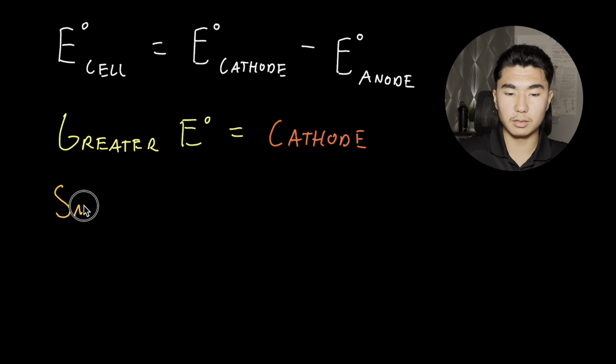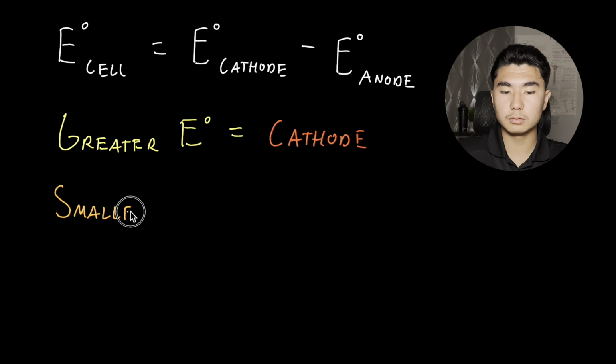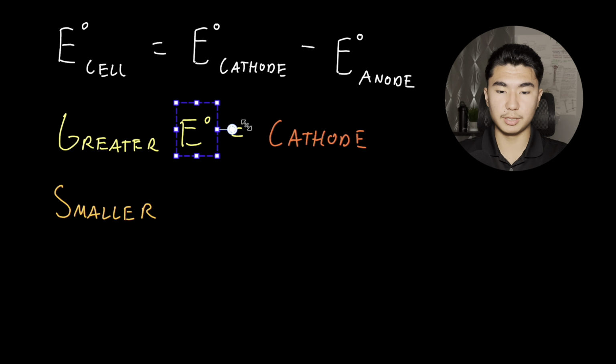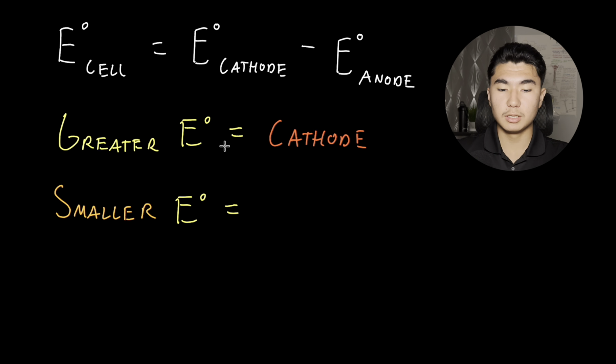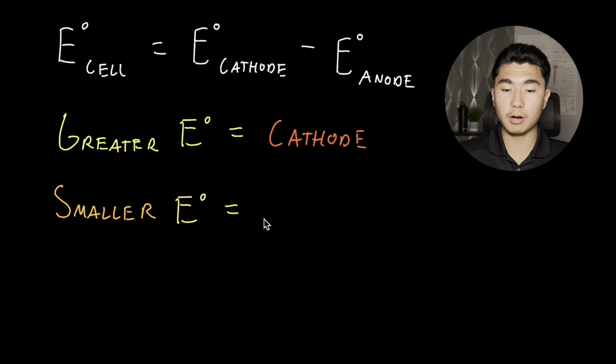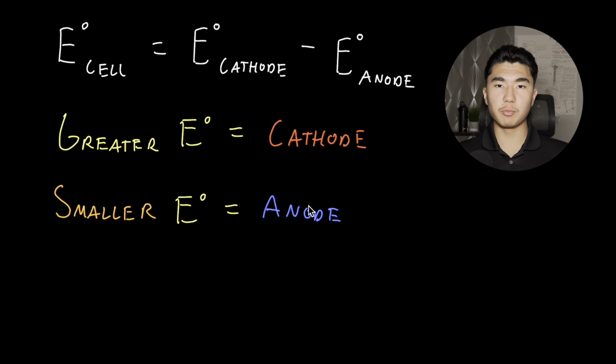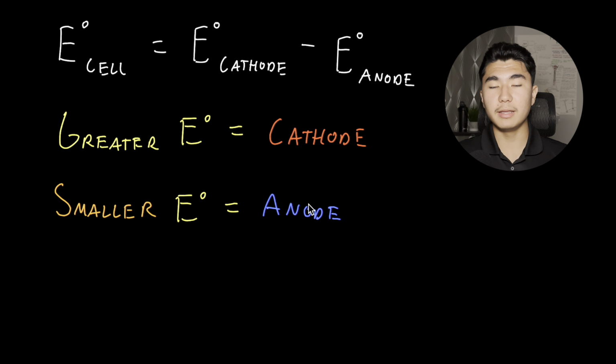So what about a smaller standard reduction potential? With a smaller standard reduction potential, this is going to be our anode. The reason why is that a smaller standard reduction potential means oxidation. We remember from our acronym NOx that oxidation occurs at the anode, so a smaller standard reduction potential is going to be our anode.